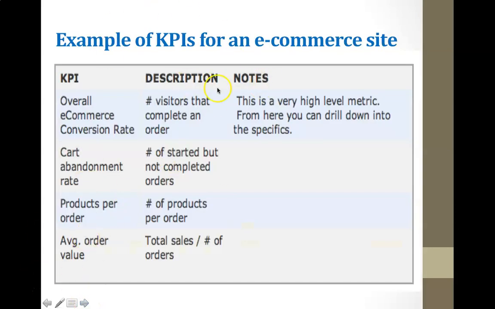You can have a look at this slide here. Some KPIs for an e-commerce site, so overall conversion rate, cart abandonment rate, the number of people that started but didn't complete their orders, products per order, how many products are you getting per order. So this is obviously if we've set up an e-commerce website, and these are some of the example KPIs. So you can have a look at these yourself, and any questions, just write them down for me.